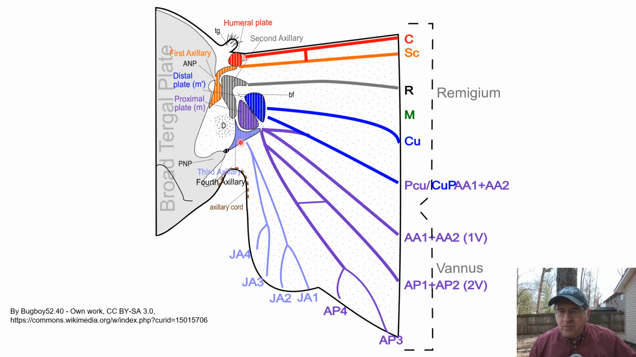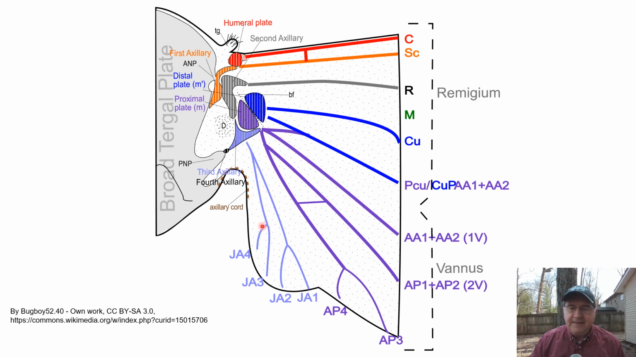Now we get to the real crux of the matter in terms of wing flexion, the third axillary sclerite. The third axillary sclerite articulates with the second axillary sclerite anteriorly. Posteriorly, it articulates with the posterior nodal wing process. And distally, I guess we could say, it's articulating with the anal veins and the postcubitus here, indirectly.